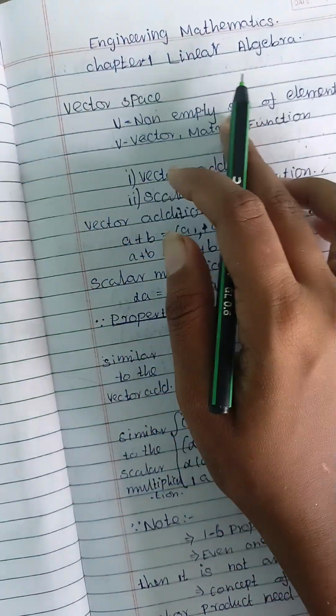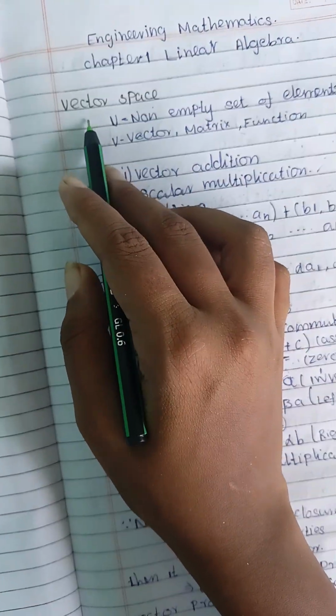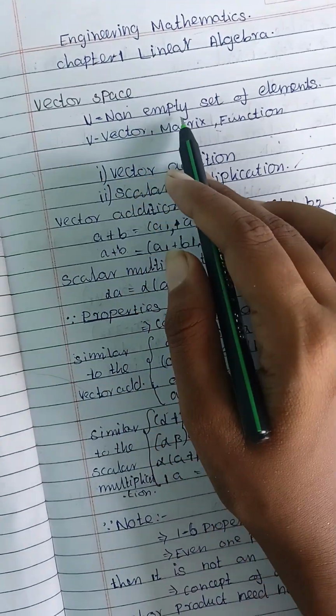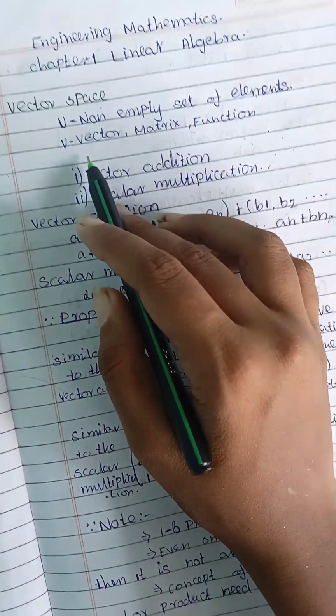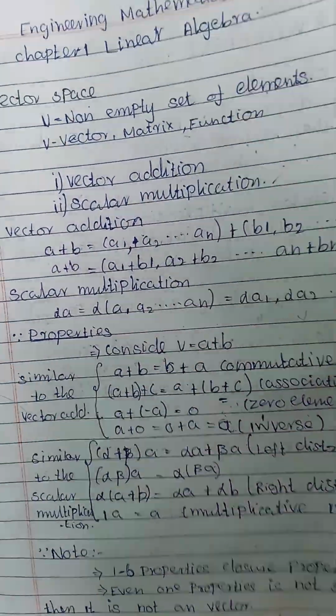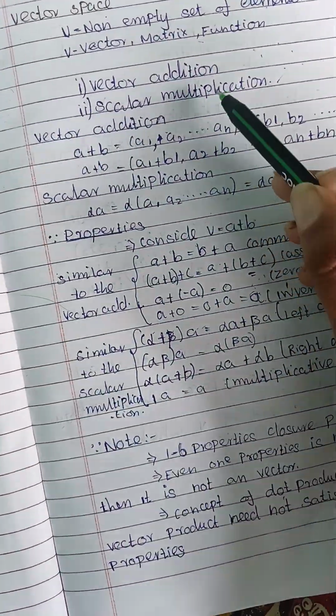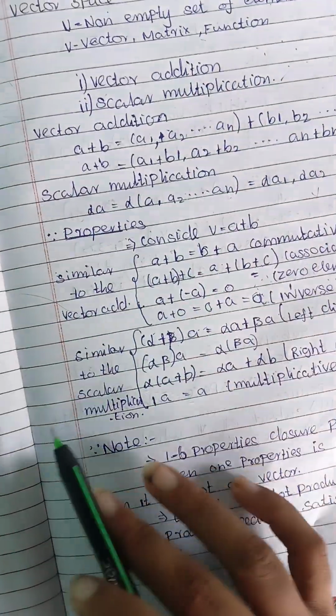First chapter is linear algebra. The first topic is vector space. V is a vector space which consists of a non-empty set of elements. It may be vectors, matrices or any functions. Now there are two main operations, which are vector addition and scalar multiplication.